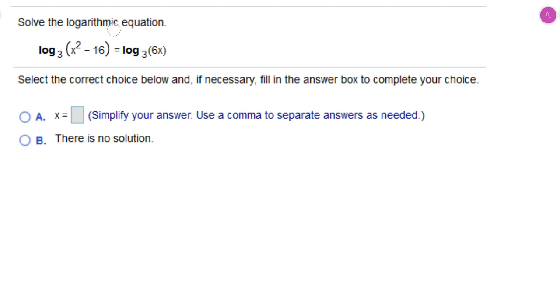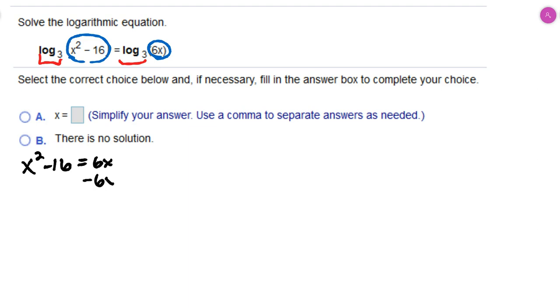This question says solve the logarithmic equation. The equation is log base 3 of x squared minus 16 equals log base 3 of 6x. So we're going to use the logarithmic property of equality. Because we have log with the same base on both sides of the equation, we're able to say that what's inside each of these logs has to equal each other. So that simplifies our equation to be x squared minus 16 equals 6x.